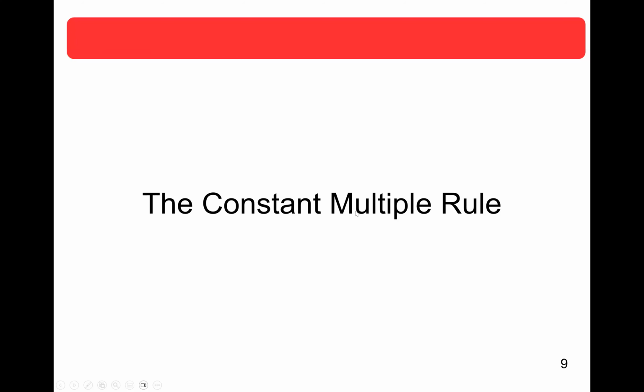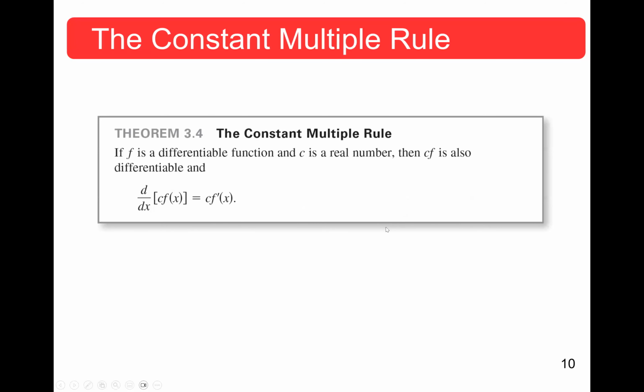Next is the constant multiplier rule. The constant multiplier rule says, if we have a function, in this case C is our constant value and f of x is our function, so we have C times f of x, then the derivative of it will be C times the derivative of f of x.